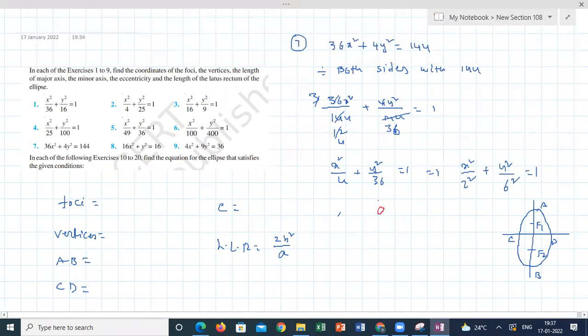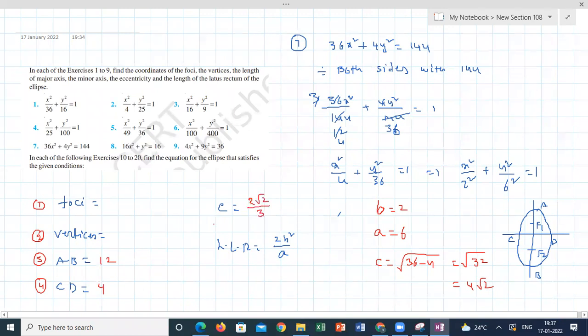First one, b is equal to 2, a is equal to 6, c is equal to root of 36 minus 4, root 32, 4 root 2. Please solve all 6 parameters and let me know the answer. Major axis is 12, minor axis is 4, that is very simple. Eccentricity is 2 root 2 by 3. Yes, sir. How 2 root 2? Yeah, c by a. So 4 root 2 by 6.